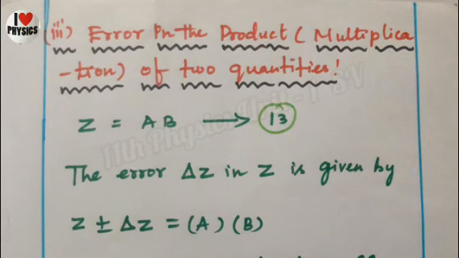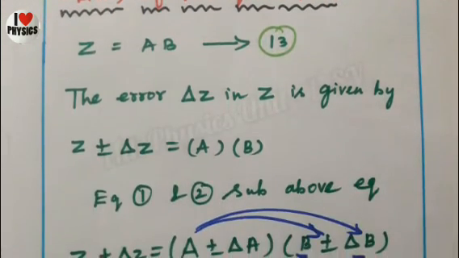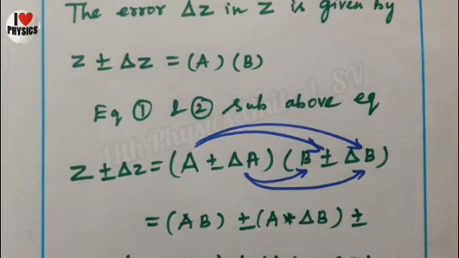Next, the third theory: error in the product of two quantities. Product means, in other words, multiplication. So Z is equal to A into B. This is equation number 13. Already we know what A and B are: A is A plus or minus del A, and B is B plus or minus del B. The error del Z in Z is given by Z plus or minus del Z equals A into B.